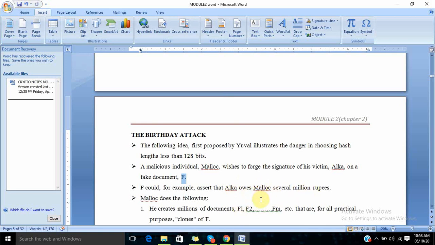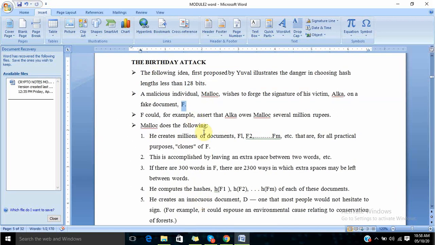So in this example, what Malloc does is create that fake document, with the idea that Alka signs on that document by mistake. Let us see what he will do for that. Whatever we are seeing here is nothing but the operations created by Malloc for forging the document. So he creates, students, millions of documents of F.